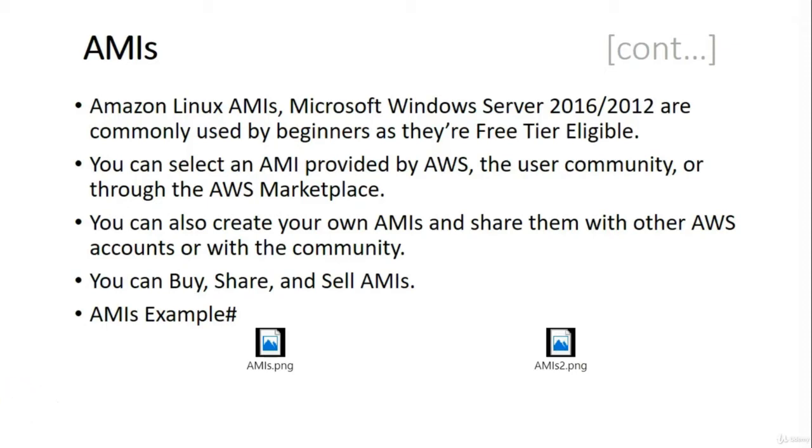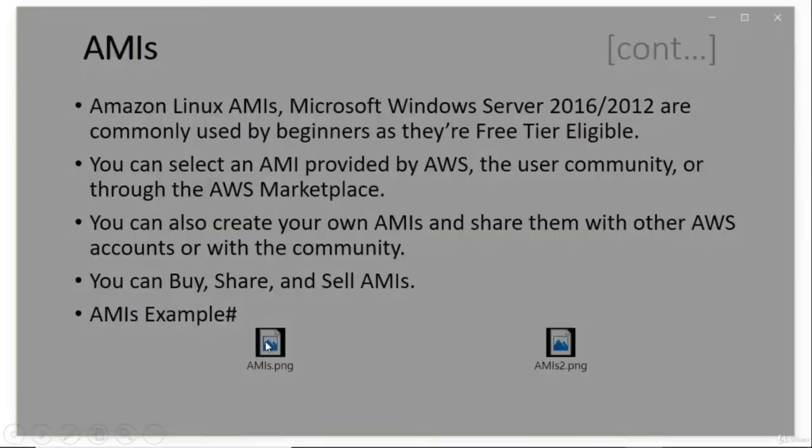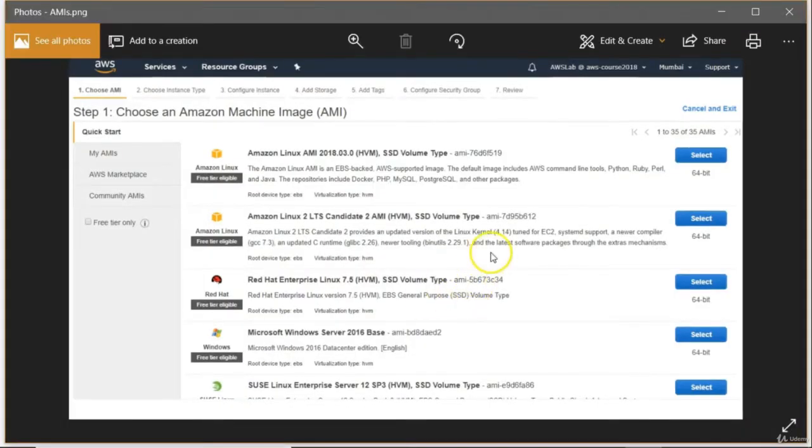Let us see some examples of AMIs. Here's a screenshot from the AWS console. The first one you can see over here is Amazon Linux AMI. And there are various distributions of Linux AMIs over here: Red Hat, SUSE Linux. We have Microsoft Windows Server 2016 as well. You can select any one of these AMIs to begin with your EC2 instance.